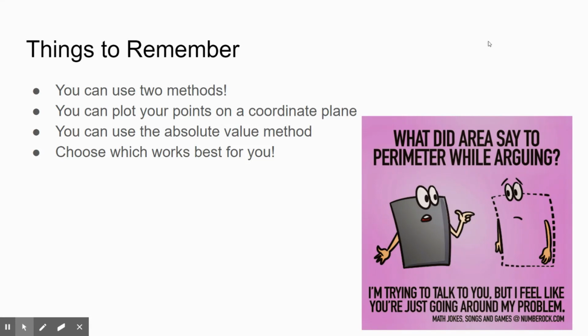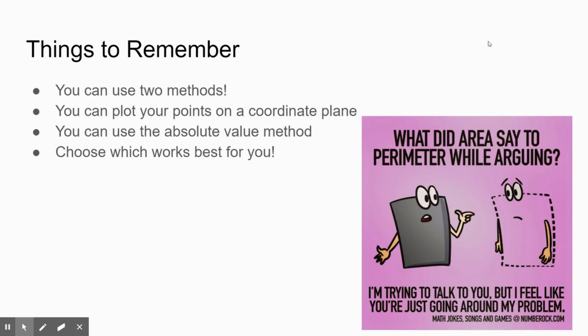So remember, there are 2 methods you can use to find the perimeter of a shape on a coordinate plane. You can either plot your points on a coordinate plane. This works best if you have points to plot, or if you've just got a shape on a coordinate plane already. It's a little bit longer to do most of the time, but sometimes it works better.